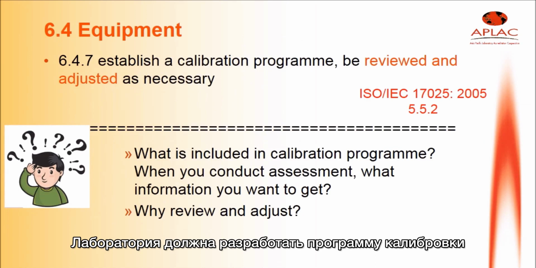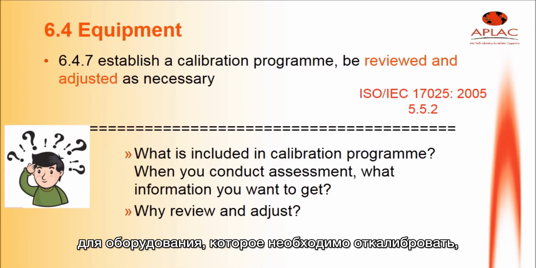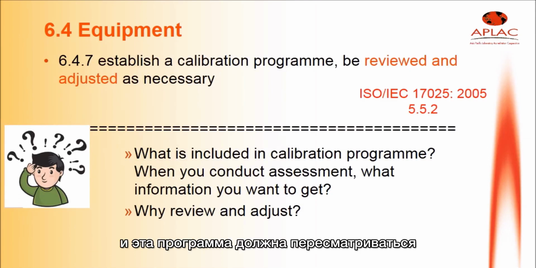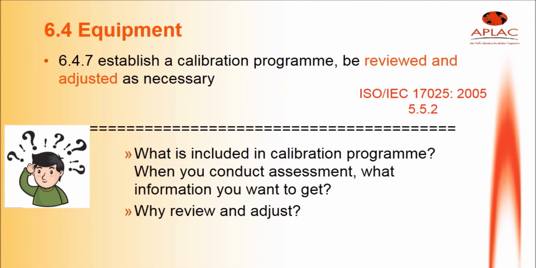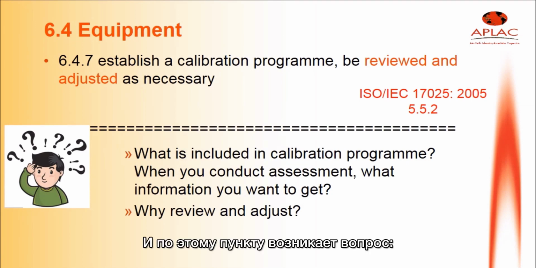For equipment that needs to be calibrated, the laboratory shall establish a calibration program, and this program shall be reviewed and adjusted as necessary in order to maintain confidence in the status of calibration. A question for this clause is what information should be included in the calibration program. As an accreditation body, when we conduct an assessment, what information do we want to get from the calibration program?